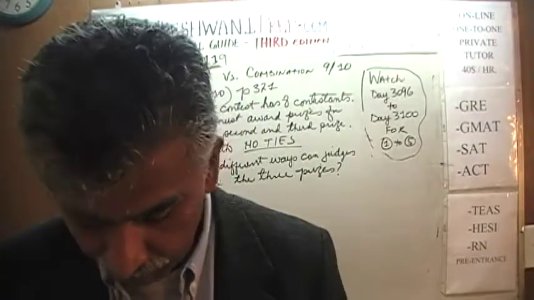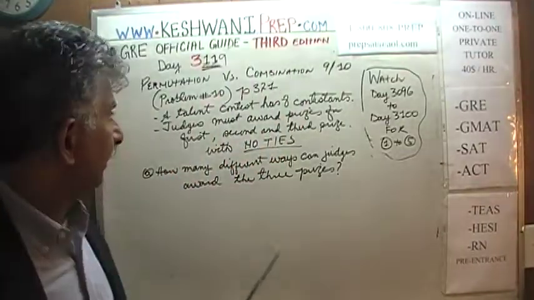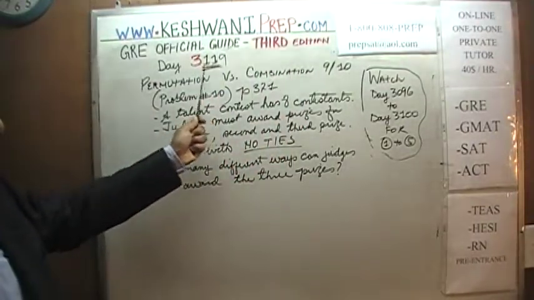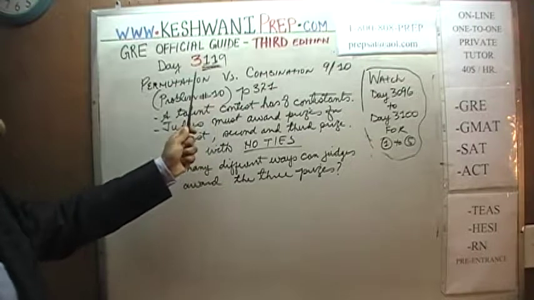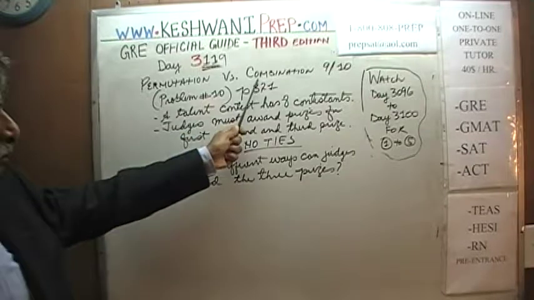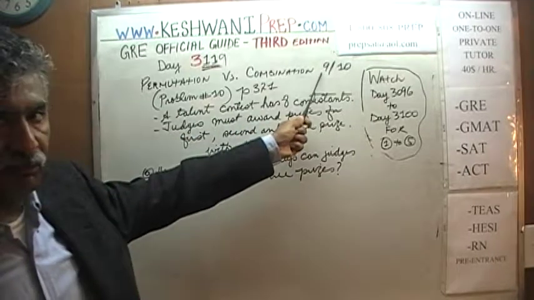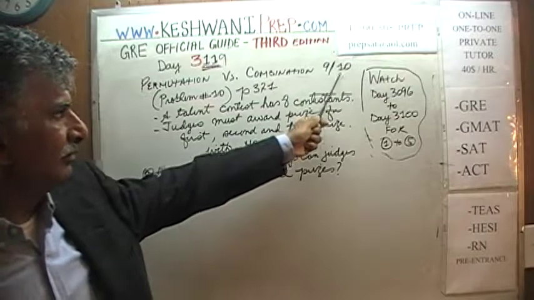Today is our lesson number 119. Day 3119, the 3 signifying the fact that we're in the third edition, day 119. We are on the topic of combinations versus permutations, and today is our ninth video in the series of 10.